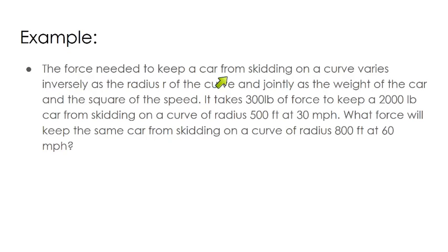The force needed to keep a car from skidding on a curve varies inversely with the radius and jointly with the weight of the car and the square of the speed. Oh my gosh, we have so many variables. So what I'm going to do is pause this and block off this part of the text, because this part of the problem is what tells us the form of our equation.